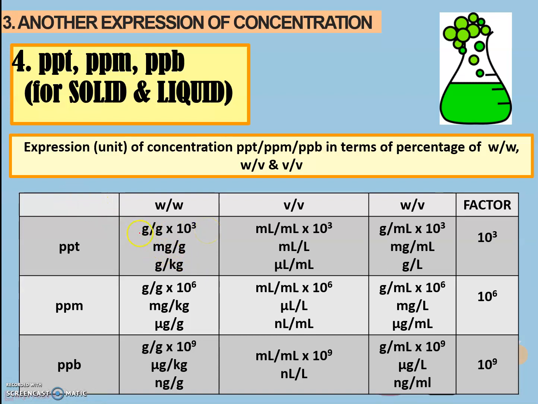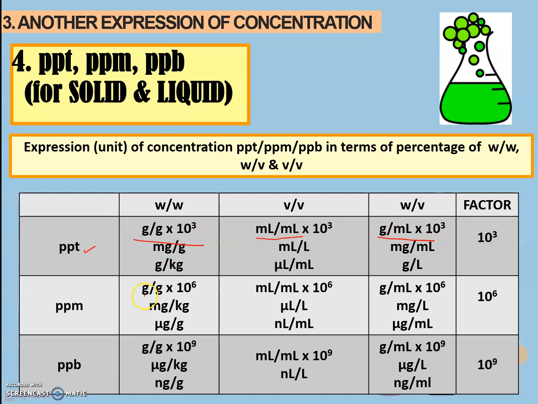Actually, you look at the first row of each column. For example, for PPT, weight per weight, right? When it is weight per weight, this is a unit for mass or weight, gram per gram, times exponent 3. So the unit for part per thousand in terms of weight per weight is gram per gram exponent 3. Gram per gram for weight per weight, times the factor for PPT, part per thousand, 1000, equals exponent 3. If volume per volume, ml per ml times exponent 3. Same with this one, weight over volume, so gram per ml times exponent 3.